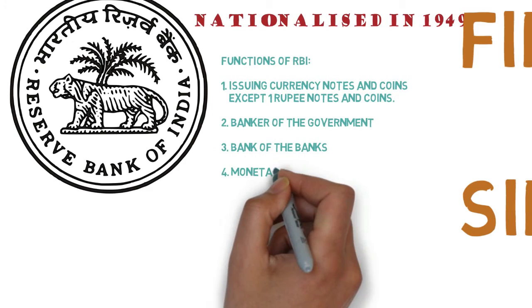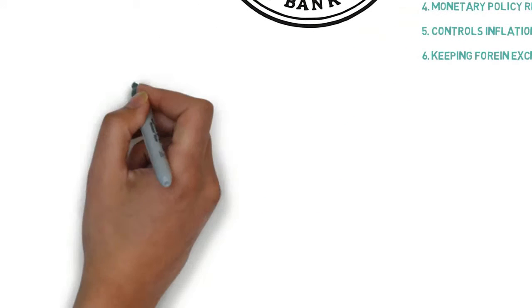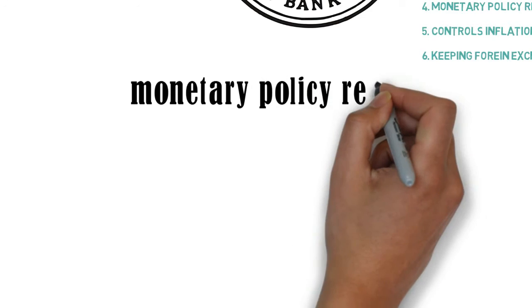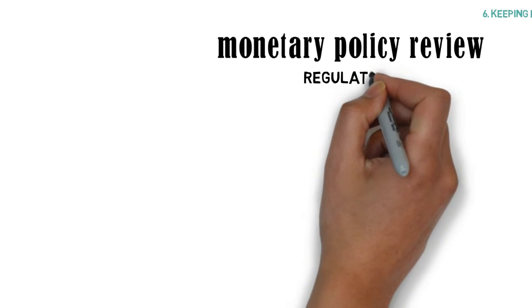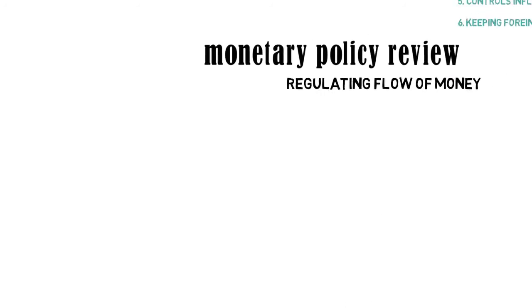Main functions of RBI: issuing currency notes and coins except 1 rupee notes and coins, banker of the government, bank of the banks, monetary policy review, controlling inflation, and keeping foreign exchange reserves. What is a monetary policy review? Simply, regulating the flow of money is nothing but monetary policy review.